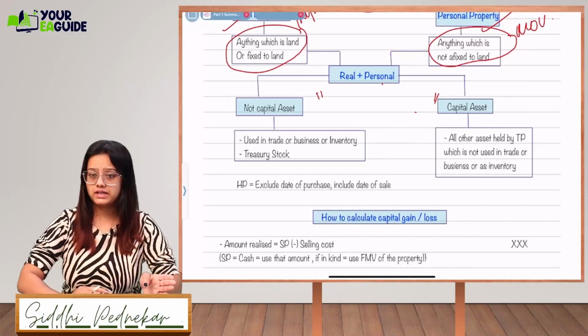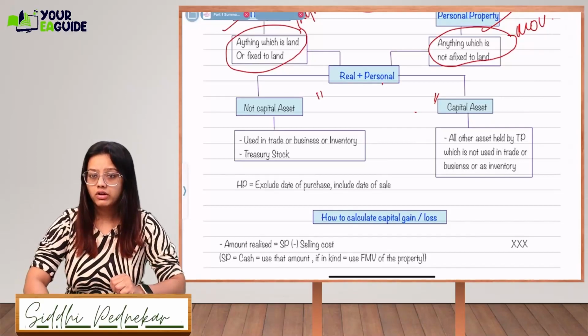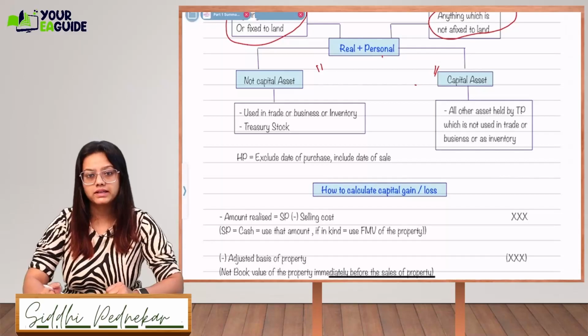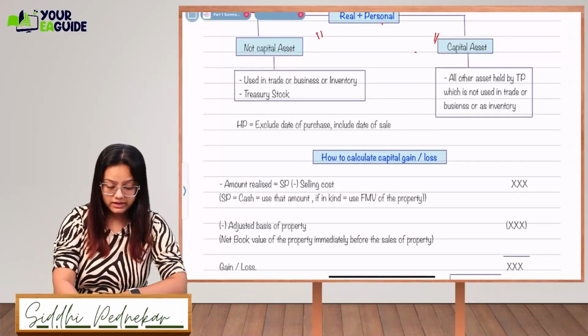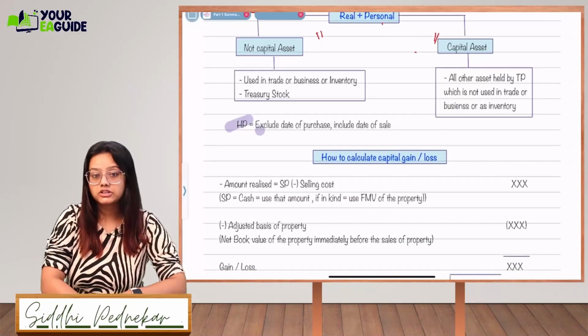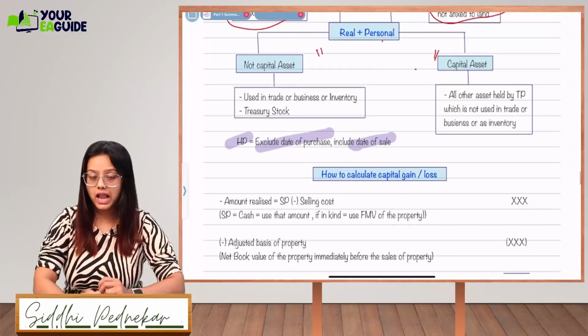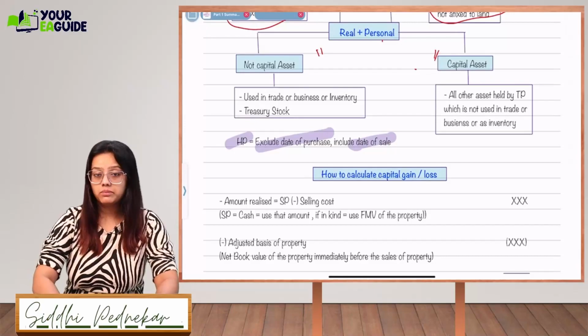What is a capital asset and what is not a capital asset? I think there are some examples in the Gleim book. Then we have the holding period, which will exclude the date of purchase but include the date of sale. Why is the holding period important?